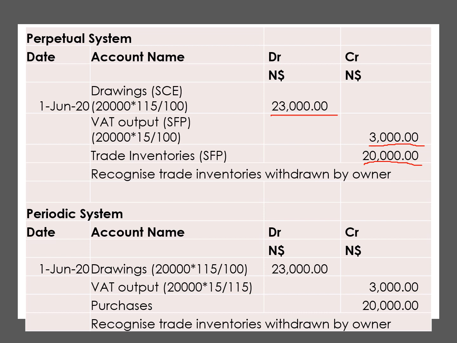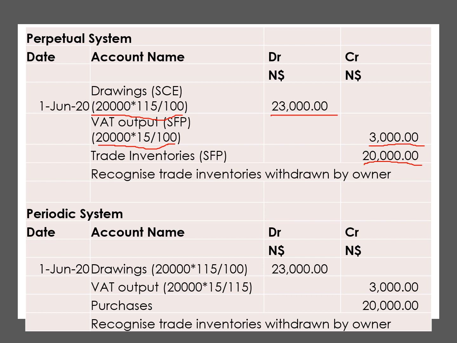The reason for levying output VAT is to offset the input VAT that would have initially been claimed when the goods were purchased. Thus, the VAT output amounts to 3,000 and the trade inventories amounts to 20,000. Therefore, in order to balance the two sides, the drawings will amount to 23,000. Alternatively, you can use the VAT fraction formulas in order to calculate the value of drawings and the value of output VAT.